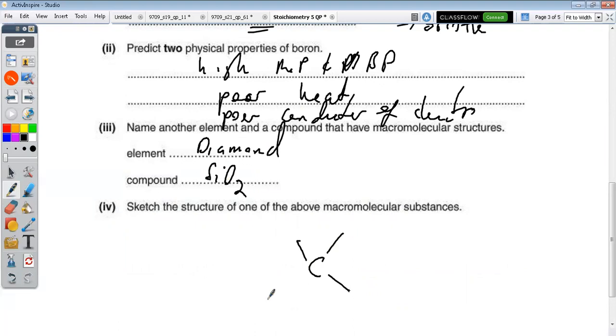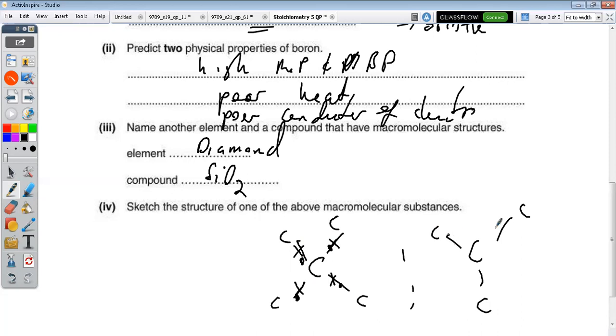Every carbon in diamond is bonded to 4 others by covalent bonds, strong covalent bonds. Remember, carbon has 4 electrons in the last shell, so there is no lone pair of electrons here. So this is a strong covalent bond, and it forms a lattice structure like this. That's your diamond, a macromolecular structure.